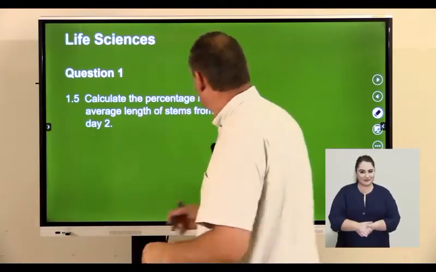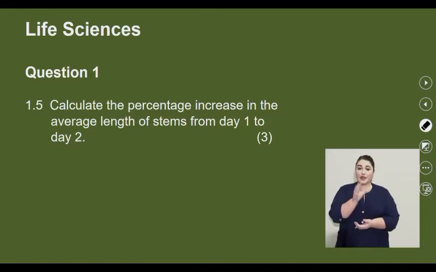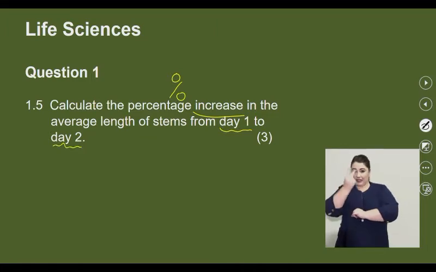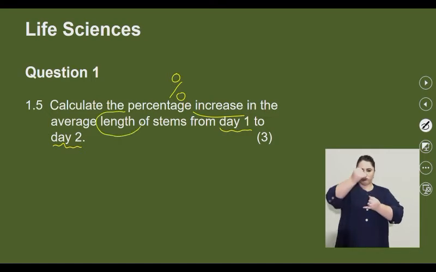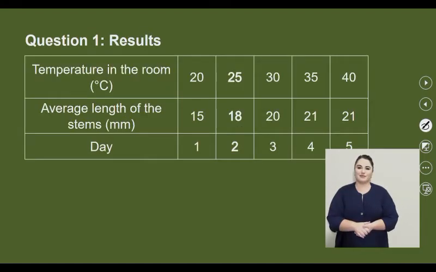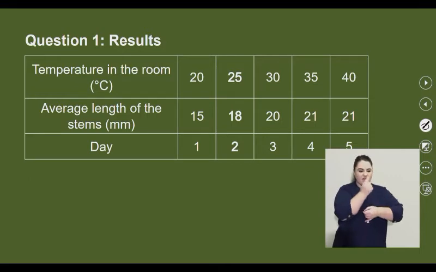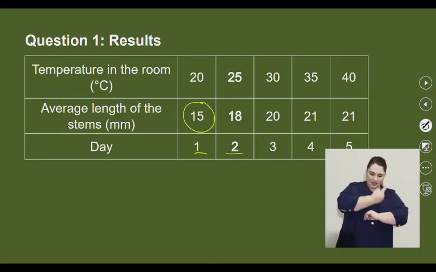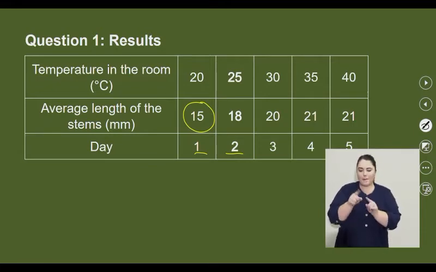Let's see. The question says, calculate the percentage, not just percentage, but percentage increase. Calculate the percentage increase in the stems, from, specifically, day 1 moving to day 2. Basically, by what percentage did it increase in length? That's what we want to know. So, let's look at the data. Yes, day 1 and day 2, we're interested in that. What happened from the starting point at day 1? It grew. But what percentage?